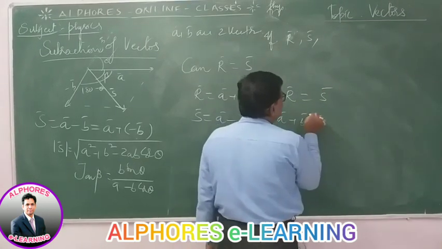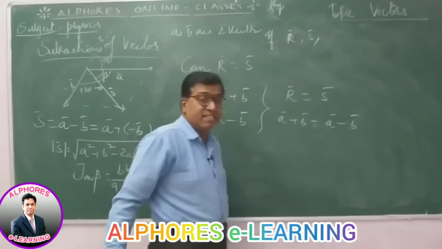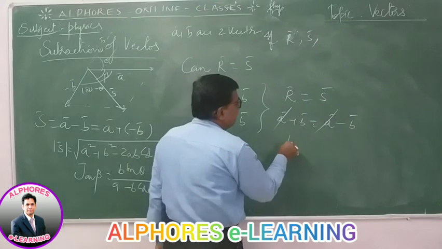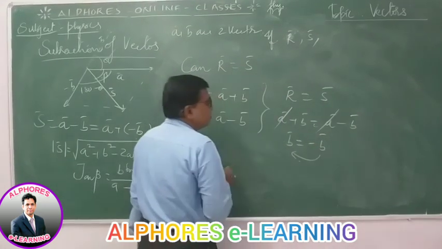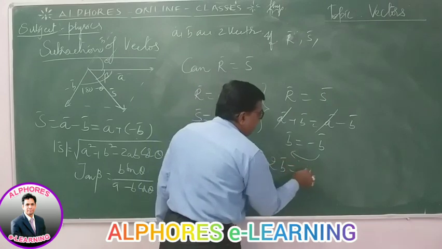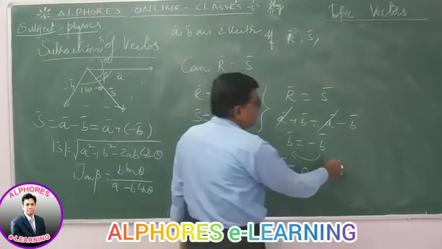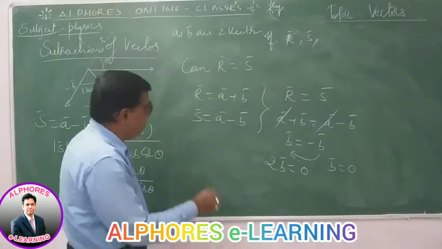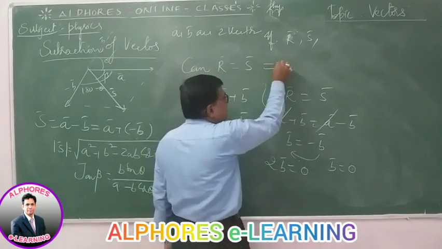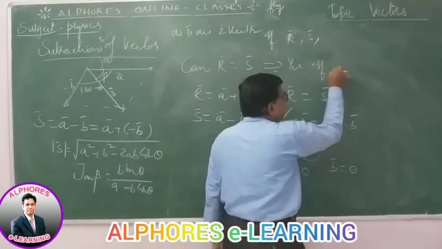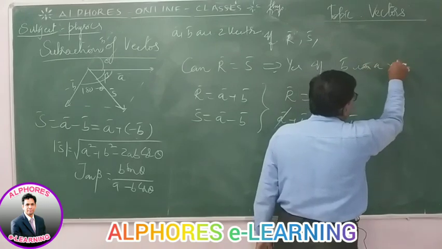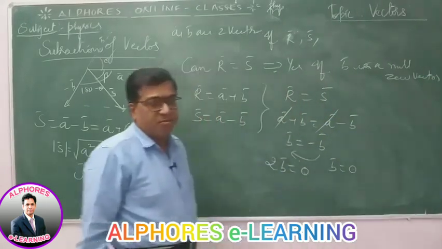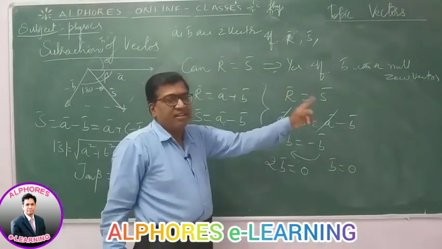That is, A bar plus B bar is A bar minus B bar. Is this possible? A gets cancelled. B bar is minus B bar. So if I bring minus B to this side, 2B bar is 0. 2 cannot be 0, so B bar is 0. So B is a zero vector, a null vector. So can R bar be equal to S bar? Answer: yes, if B bar is a null vector or zero vector. For a null vector only this is possible.